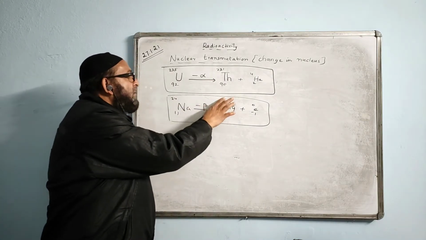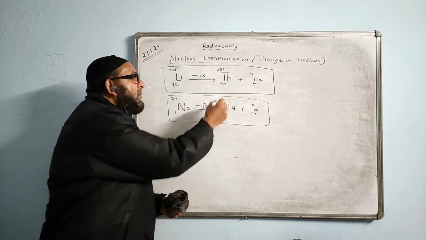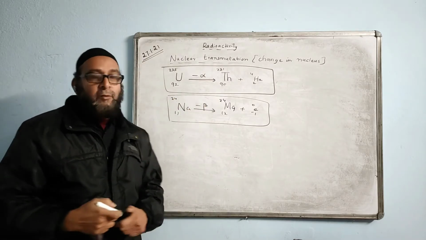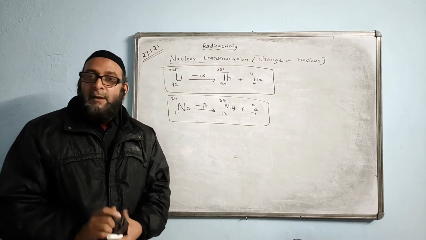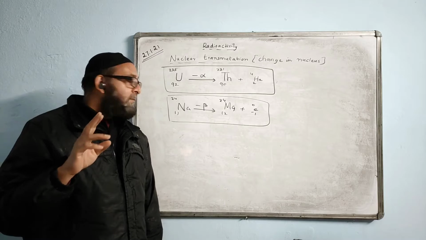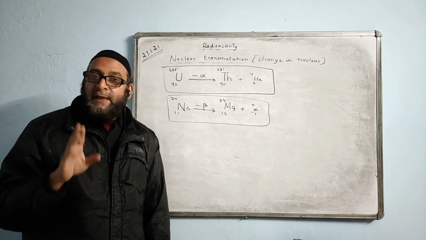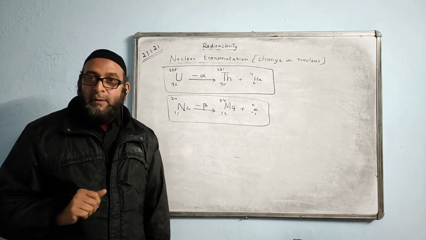The 24 is the same thing. You know the method, you should not ask me, because 24 is 24 only. It does not change. But anyway, isobars will have the same mass number but different atomic number.